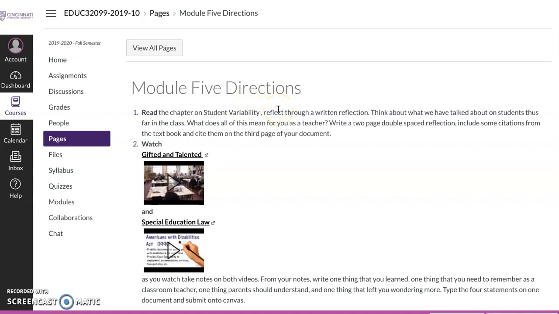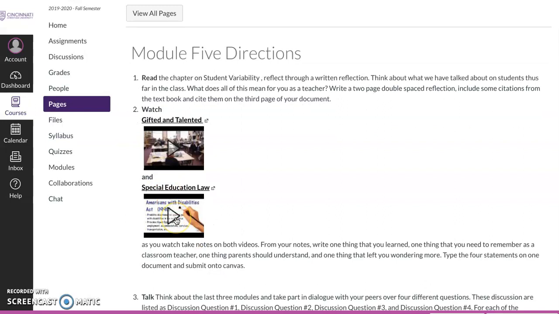You are going to think about what we've talked about on students so far in the past 4 or 5 modules, and then you are going to think, okay, what does this mean for yourself as an educator? You're going to give me a 2-page double-spaced reflection, include some citations in there, maybe even citations from past chapters. I want you to synthesize your learning all together, and then you're going to submit that document. 2 double-spaced pages.